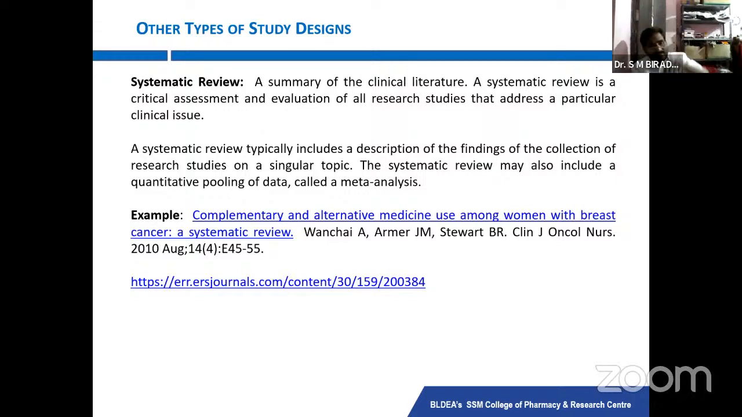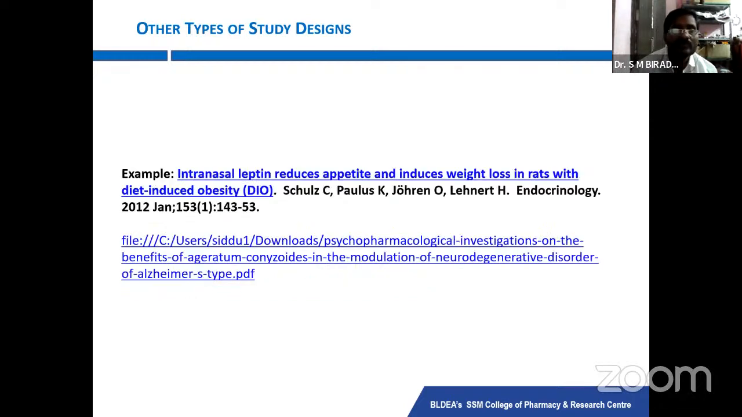When you make all this write-up, this type of study is called a systematic review. So a systematic review is one way to publish your research of interest when you become an expert in a particular area. This type of study is called a systematic review.